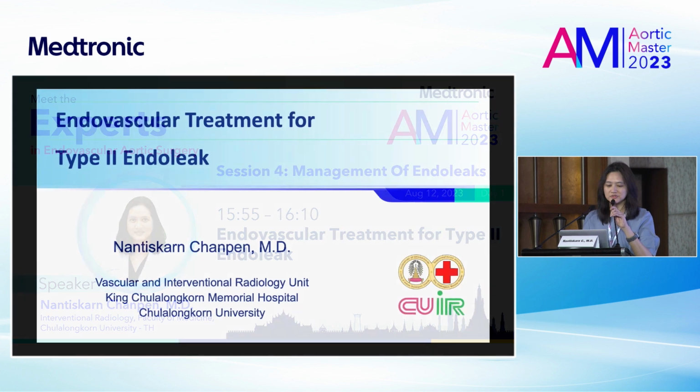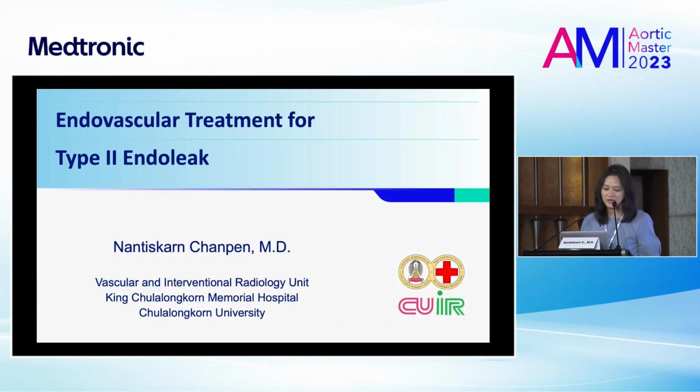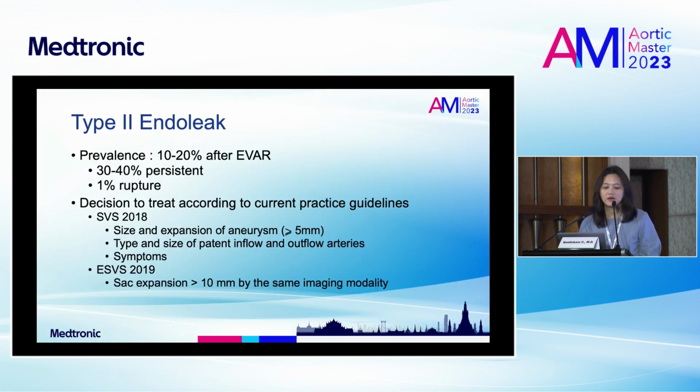Thank you for the introduction and for inviting me to share the experience about endovascular treatment for type 2 endoleak. It's a problem that every operator of EVAR will have to face. Type 2 endoleak can occur quite often. The prevalence is about 10 to 20% after EVAR, and among these, 30 to 40% become persistent and need treatment, and 1% can go on to rupture.